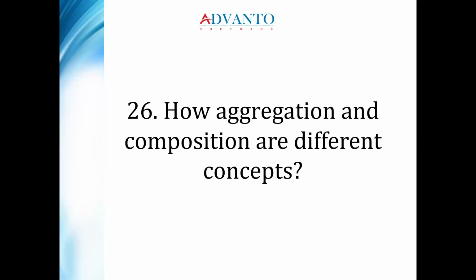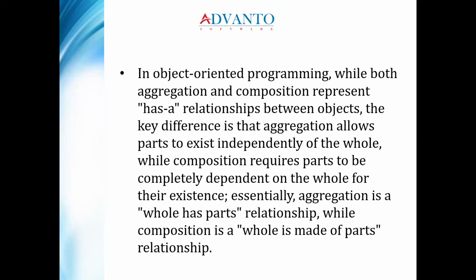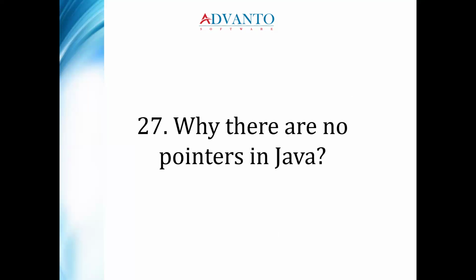Next question, how are aggregation and composition different concepts? In object-oriented programming, while both aggregation and composition represent has-a relationships between objects, the key difference is that aggregation allows parts to exist independently of the whole, while composition requires parts to be completely dependent on the whole for their existence. Essentially, aggregation is a whole-has-parts relationship, while composition is a whole-is-made-of-parts relationship.